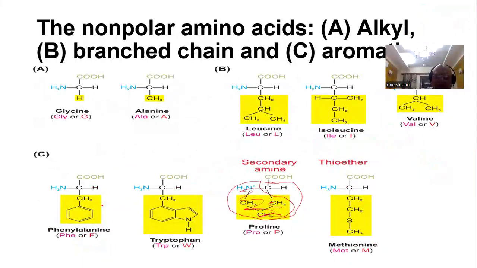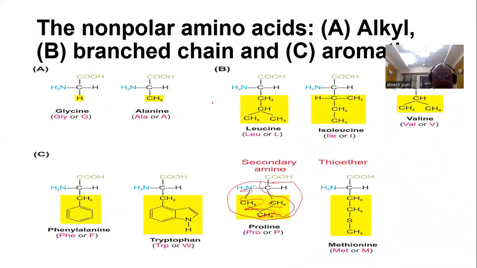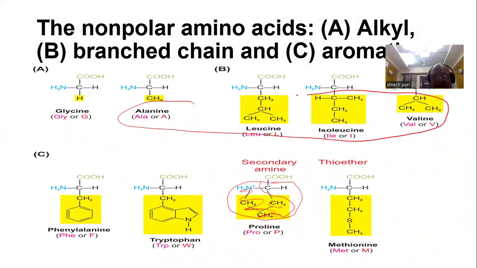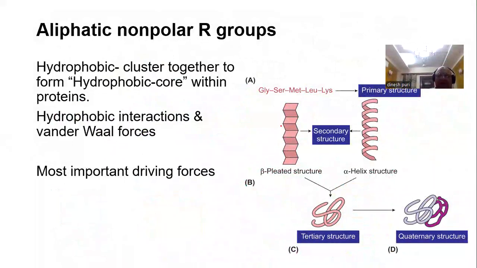Now we come to aliphatic non-polar R groups. These are the amino acids alanine, leucine; non-polar aliphatic R groups are there. They also have an indirect role, which we are going to see. Now look at this: the polypeptide chains, sometimes in globular proteins, fold tightly.